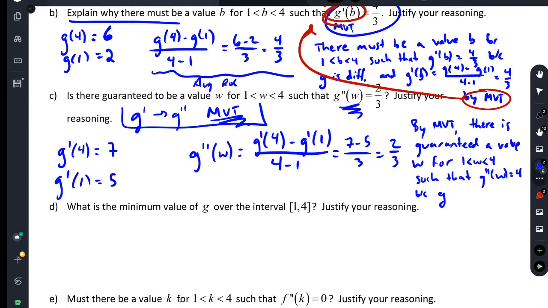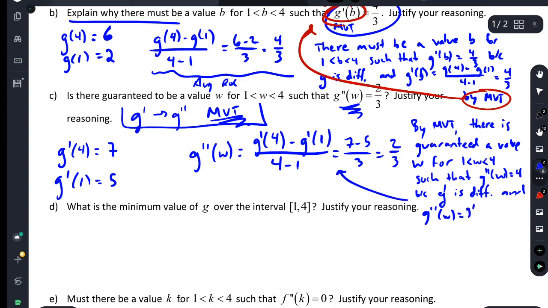So because G prime is differentiable, again, why are we doing G prime instead of G? Because they asked about G double prime. Okay. And then we could say something like G double prime of W equals, I'm just kind of copying this. You don't necessarily need to copy it because you already have the work, but I'm just copying it to show it.